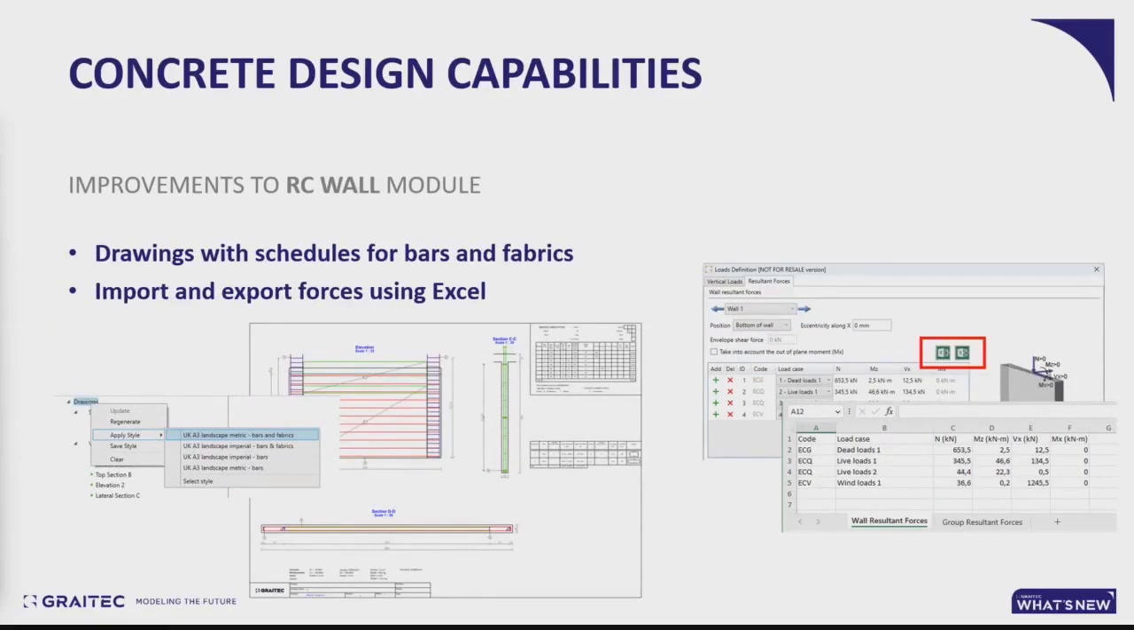Time for the RC wall module. First, when generating drawings for walls, you can use new drawing styles that allow automatic generation of schedules for bars and fabrics at once. And the next point, for shear walls, it's possible now to import and export resultant forces using an Excel sheet. This is helpful, especially when raw data is available from external sources.